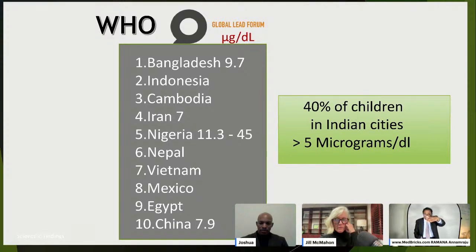These are the lead contents right now. In China it is one of the highest. Nigeria is at 45 micrograms per deciliter, one of the highest, and then Bangladesh is also one of the highest. Only less than 5 micrograms per deciliter is actually allowed. That is a safe content.